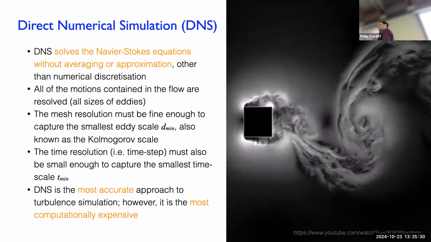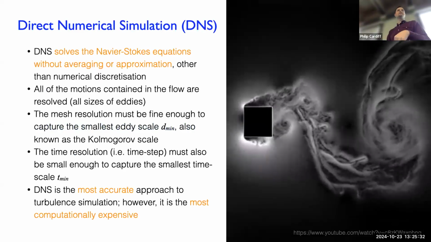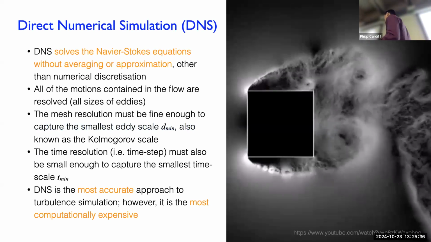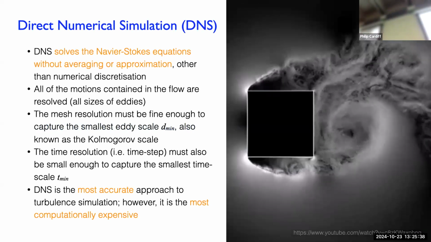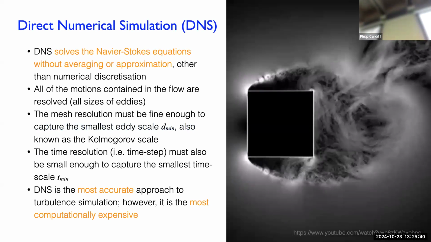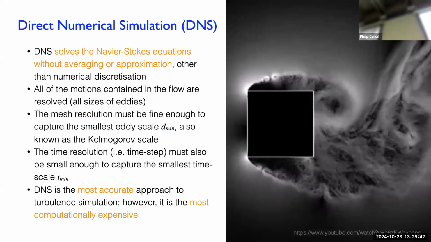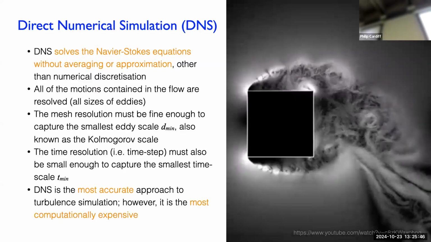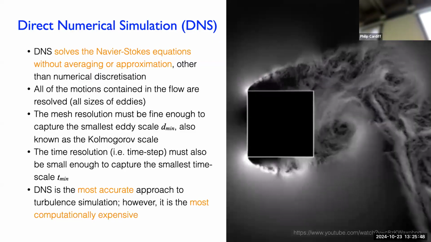The first method we're going to talk about is called DNS, or direct numerical simulation. And this is a 2D direct numerical simulation. Before I go through any of the points, just looking at this, you can see this is a very high resolution data set. This is a model that has very, very fine cells, and it really is capturing all these tiny little eddies.